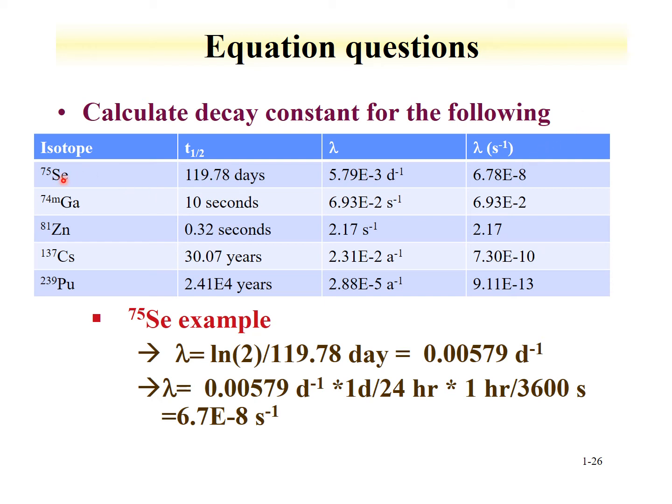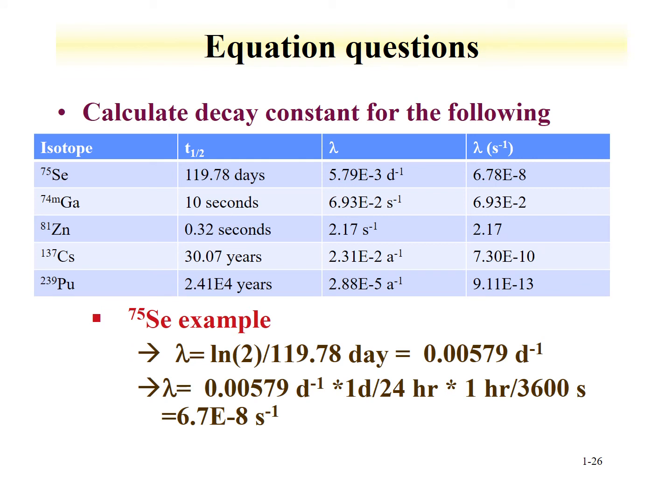So I can go here. If I have a half-life in days, I need to convert those days to seconds. If I have years, I need to convert those years to seconds. But as we see, the longer the half-life, the smaller the decay constant, because it's log 2 divided by the half-life.